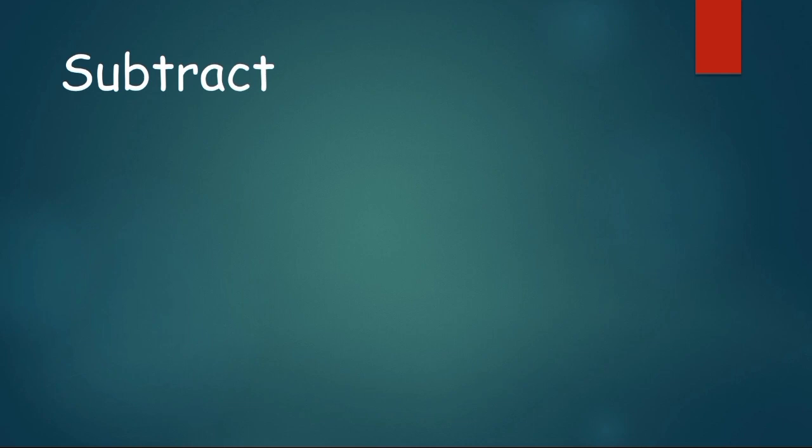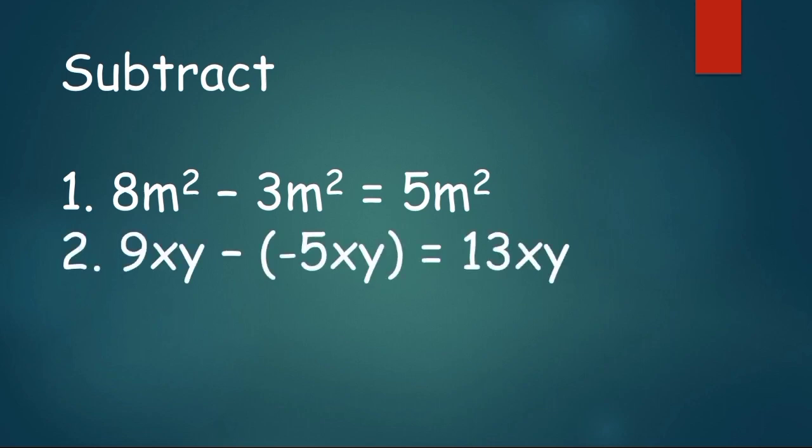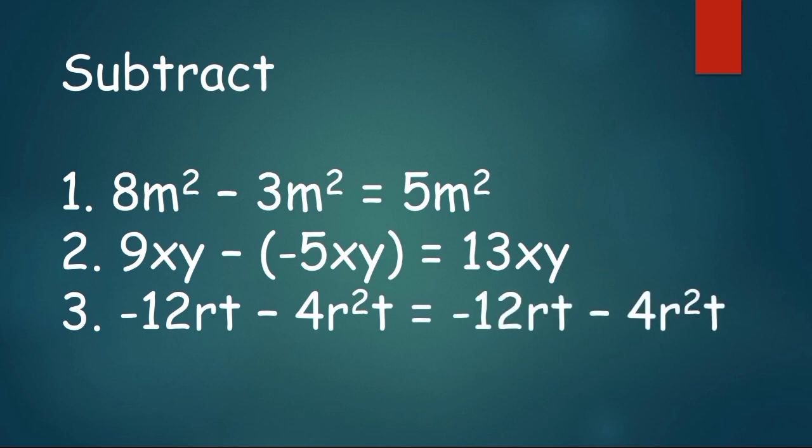Next, subtract. 8m squared minus 3m squared. So 8 minus 3 is 5. Copy the variable or the literal coefficient m squared. So 9xy minus negative xy. Again, subtracting a negative is adding a positive. So 9 plus 5 is 13xy.